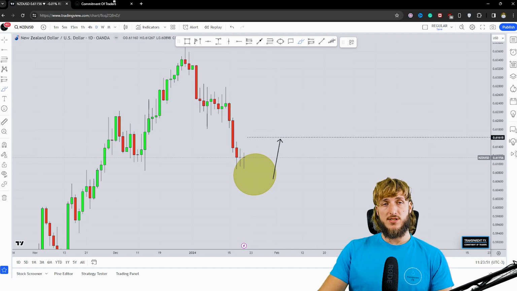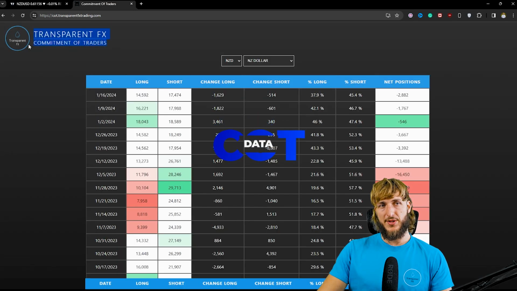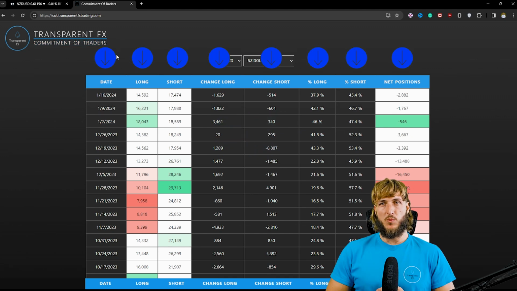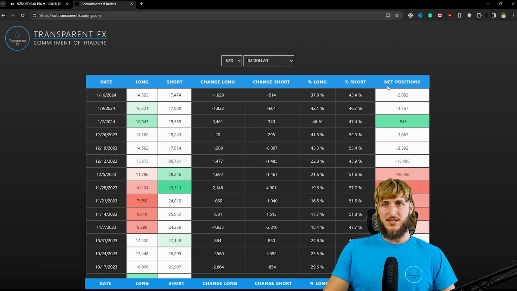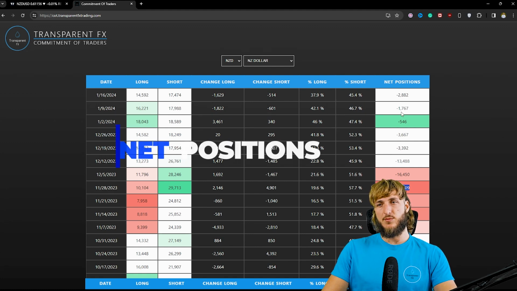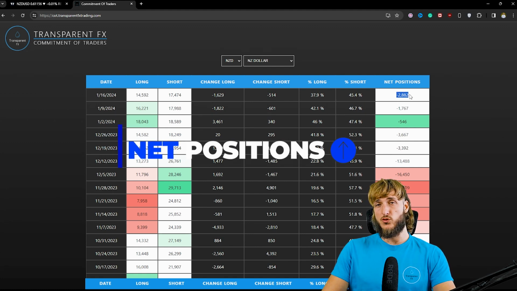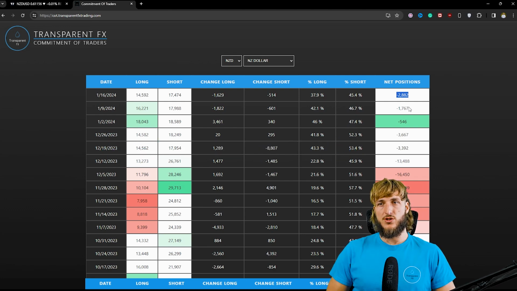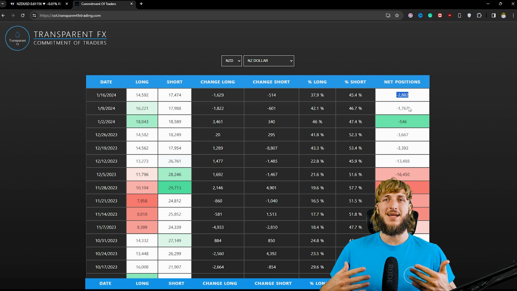Now, let's go and see what is going on when it comes to the commitment of traders, the COT data, so essentially what hedge funds and the big players in the market are doing precisely on the NZD. Now, what we can see is that with the last reports, we went from having minus 19.6k net positions all the way up to having minus 2.8k net positions. Now, this shows a strong increase of the net positioning, making the NZD stronger.